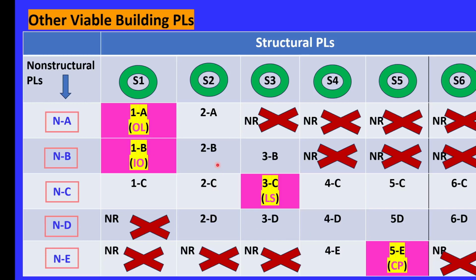In between these two, you have 2A, 2B, 2C, 2D, 4C, 4D. These are allowable. So those will be falling in those ranges, damage control range, limited safety range, and those buildings are allowed. So I think this table will clarify how we combine the structural performance level and non-structural performance level, and why certain combinations are not viable, not recommended.